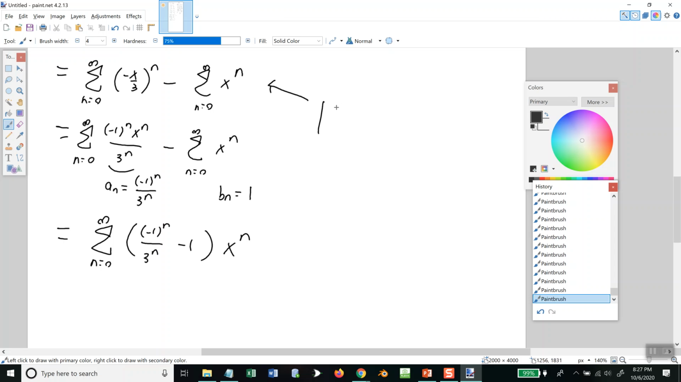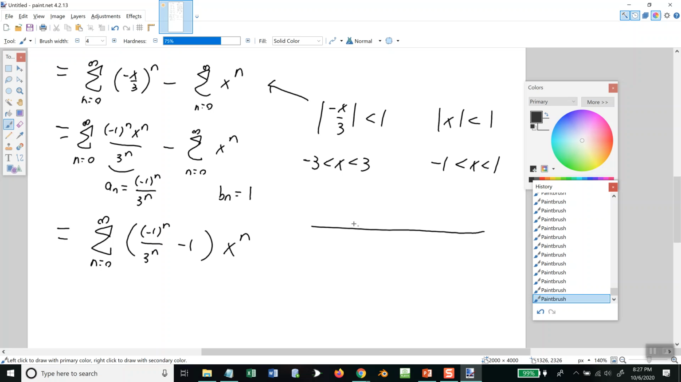you find the interval of convergence of each one. You do this one, and you do this one. And of course, the negative would drop away here, and you'd end up with -3 is less than x is less than 3. This one, you'd end up with -1 is less than x is less than +1. So this one goes from -3 to +3.